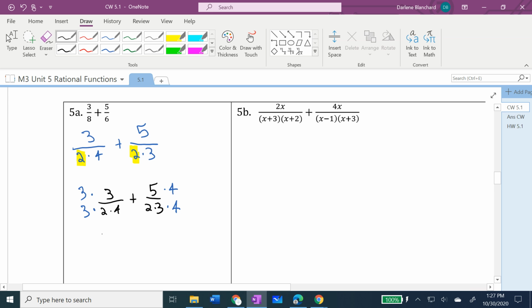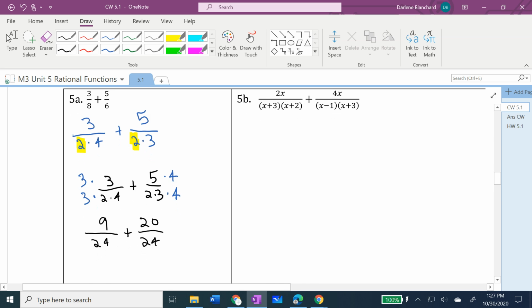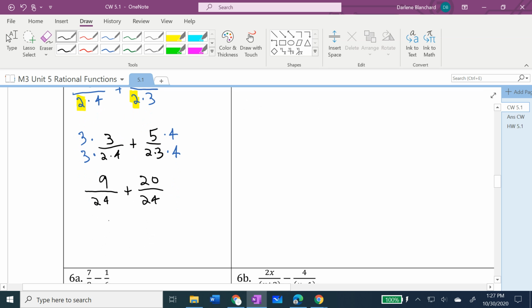So 3 times 3 gives me 9. 3 times 2 times 4 gives me 24. 5 times 4 is 20. 2 times 3 times 4 is 24. And then we wrap it up by adding the numerators and keeping the denominator.